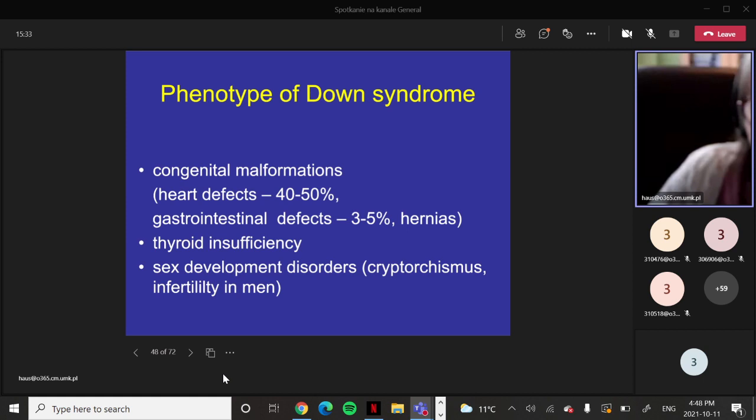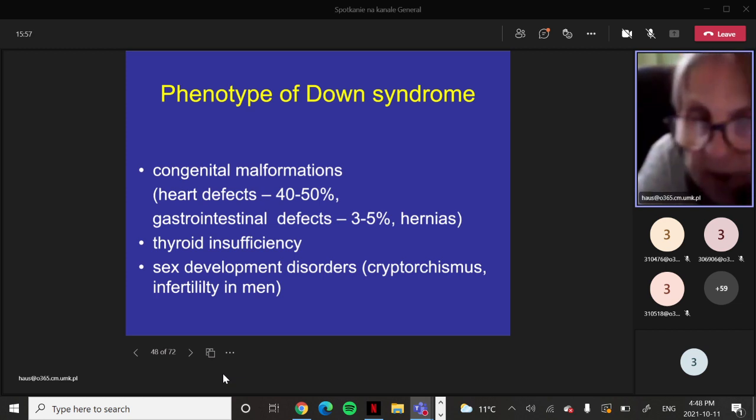And sex development disorders, cryptorchidism in almost every boy with Down syndrome, infertility in adult men with Down syndrome. The women are fertile. The women with Down syndrome are fertile. Of course, they have a risk of having children with Down syndrome. How high may be this risk? What do you think about it?